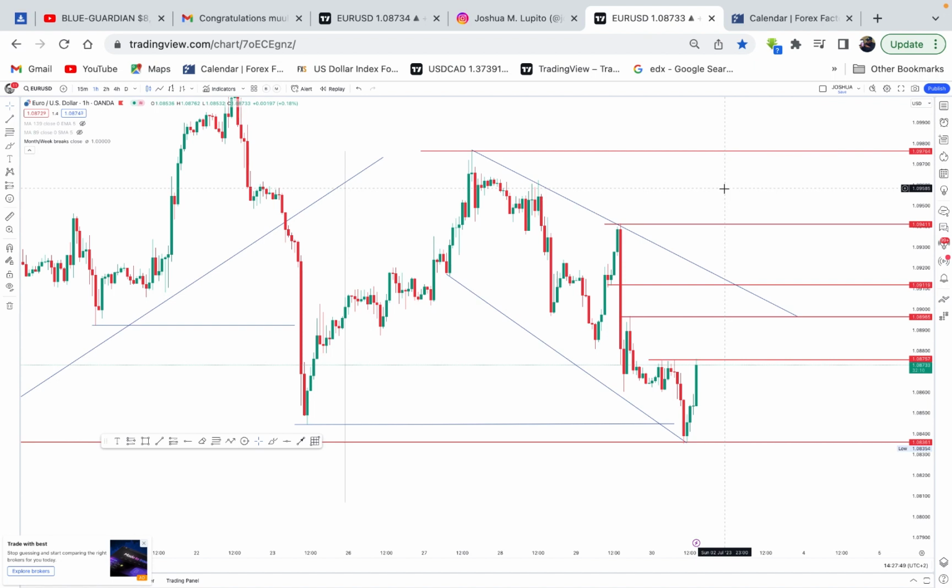If you entered from support, you close at resistance. If you entered at resistance, you close from support.